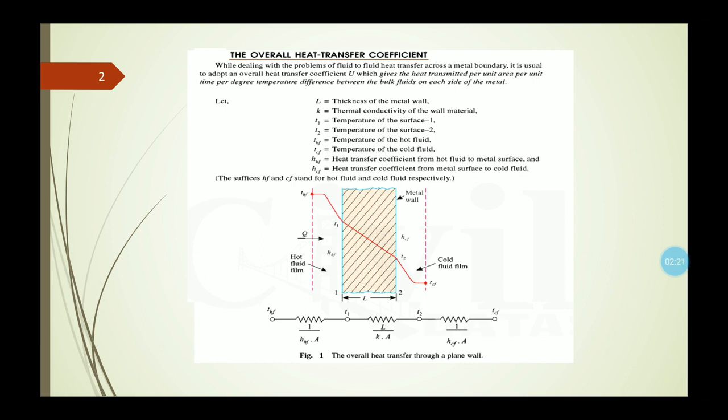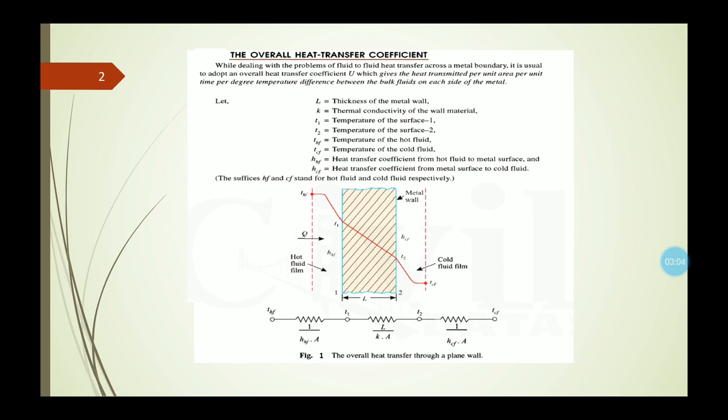Now THF, HF for the hot fluid, is the temperature of the hot fluid, and TCF, this suffix being for the cold fluid, is the temperature of the cold fluid, which we have considered on the right side of the plane wall. Next, H suffix HF is the heat transfer coefficient from hot fluid to metal surface, that is on the left side of this plane wall. And HCF is the convective heat transfer coefficient from metal surface to the cold fluid. That convection occurs on the right side of this plane wall.